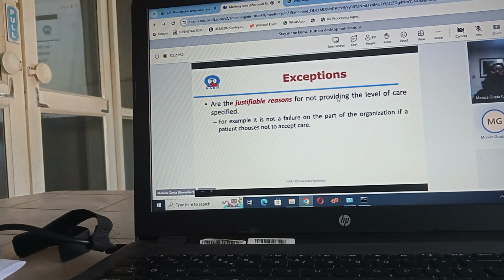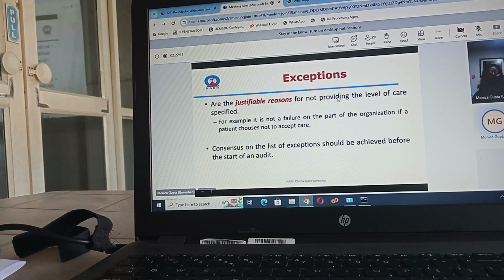For example, it is not a failure on the part of the organization if a patient chooses not to accept care. So you have recruited the patient into your clinical audit, but if the patient doesn't come for follow-up or chooses not to go through with that particular procedure, there's not much we can do, and then we have to exclude the patient.